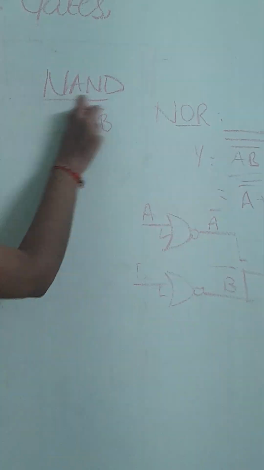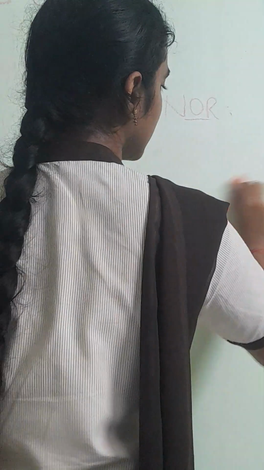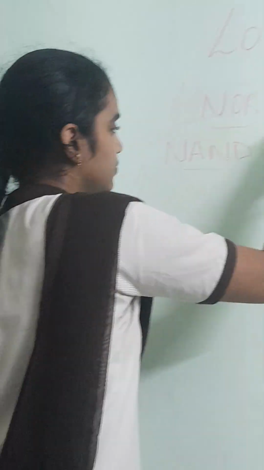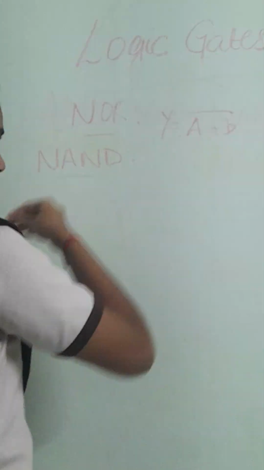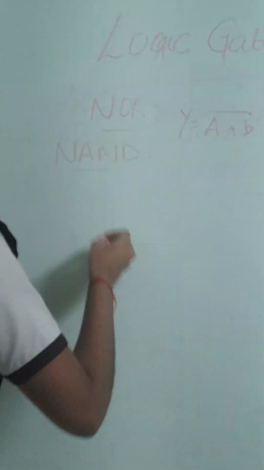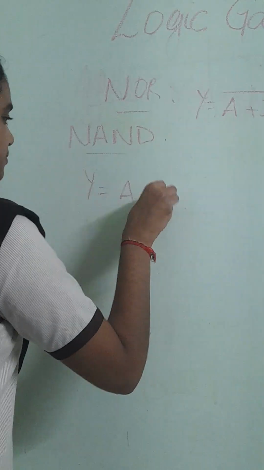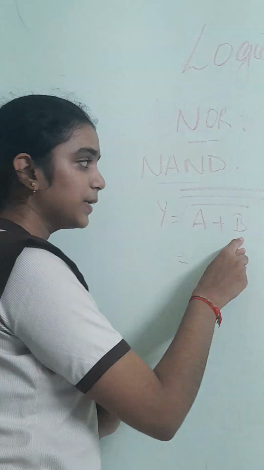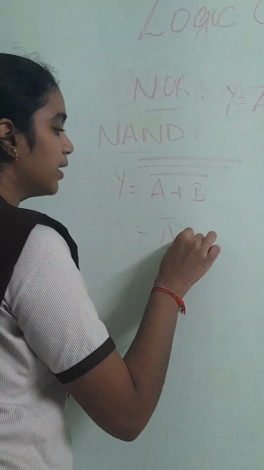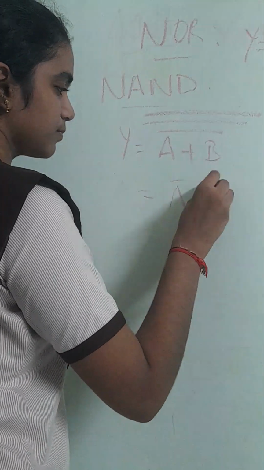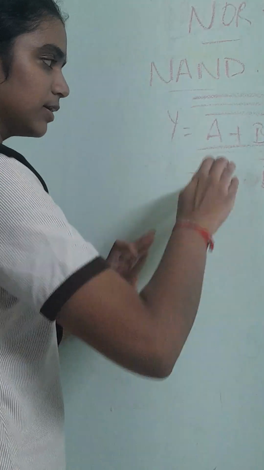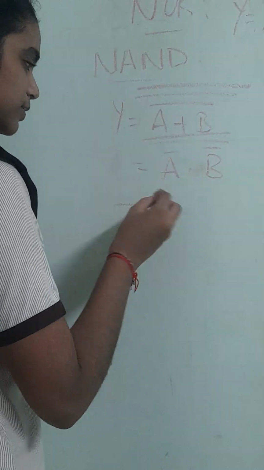Now let's see conversion of NOR gate to NAND gate. So here NOR gate, the equation of NOR gate is Y is equal to A plus B bar. Now let me take Y is equal to A plus B bar whole double bar. So from De Morgan's law we know that A plus B whole bar is equal to A bar into B bar double bar. So now let me express this in symbolic way.